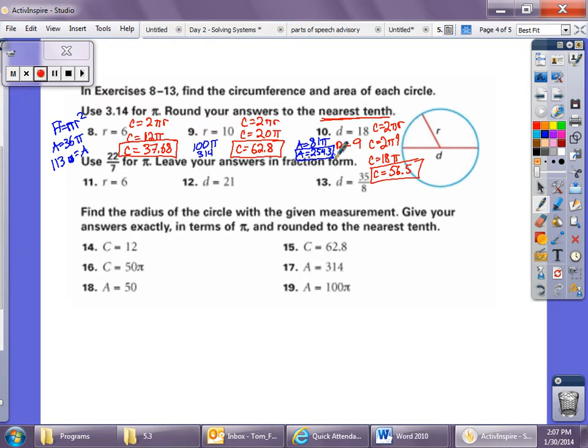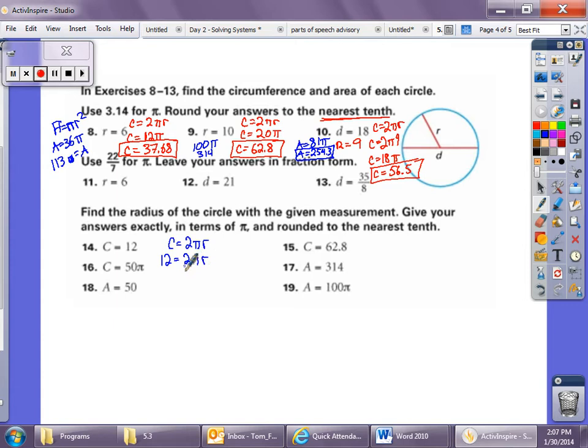Alright, so now we'll skip 11, 12, and 13. It's just more practice. Instead of using pi, we're using 22 divided by 7. If we look at 14, it says C equals 12. So it says the circumference is 12. So we have our formula, which is circumference is 2 pi r. So we have 12 equals 2 pi r.